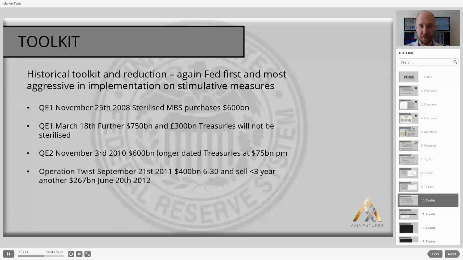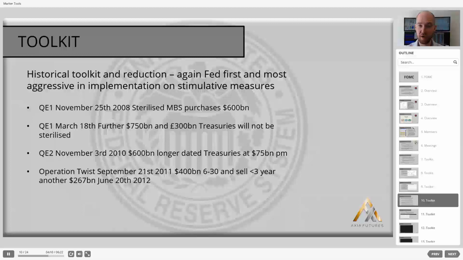They furthered this in September 2011 with Operation Twist. Now what they did here is, through the ownership of shorter end bonds, these bonds eventually mature, as we know. So when the bond matures, the Fed gets paid back. What they did was then take this money and buy longer end bonds with it rather than reinvest it into short end bonds. So any bonds that matured, the Fed would then reinvest that money into the longer end.